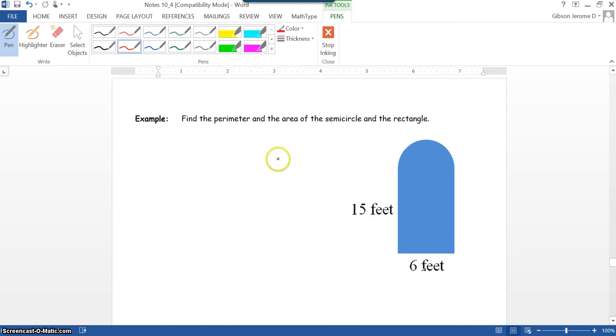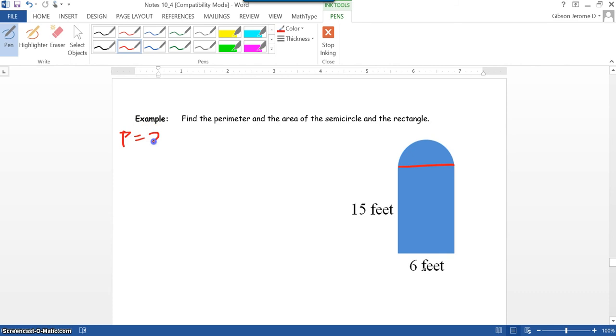Now it says here, example, find the perimeter and the area of the semicircle and the rectangle. So what we would do is this here. We could draw an imaginary line straight across. That's half of a circle, and this is a rectangle. So they want us to do the perimeter and the area.